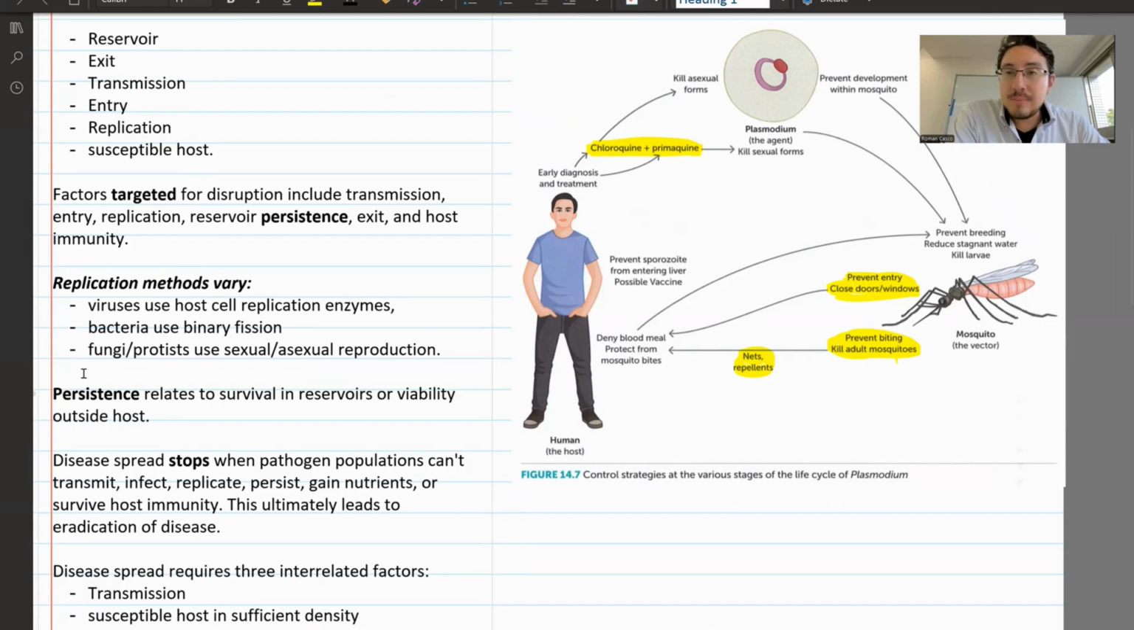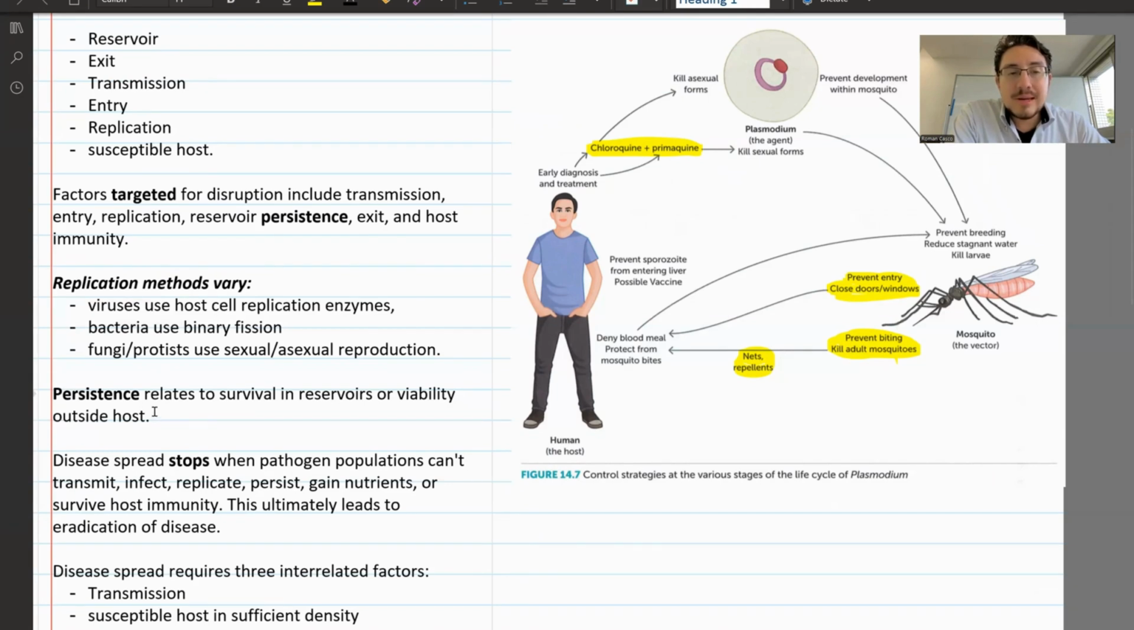And fungi and protists could use sexual and asexual methods of reproduction, with development of the spore or the sporangia to propagate the species. So it's very important to understand the life cycle of the pathogen if you want to stop it.